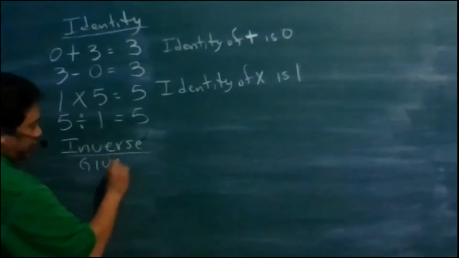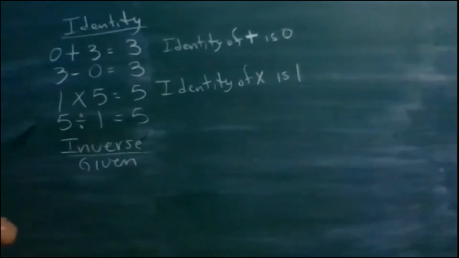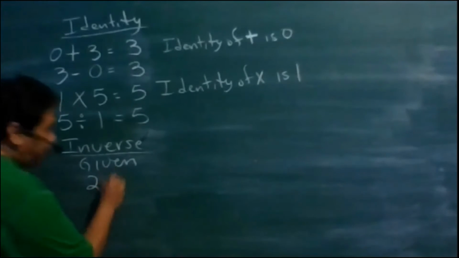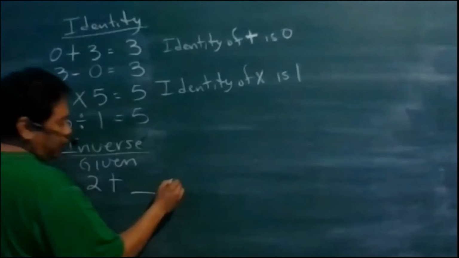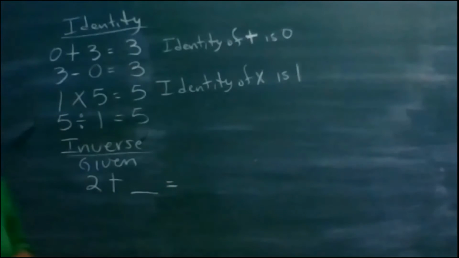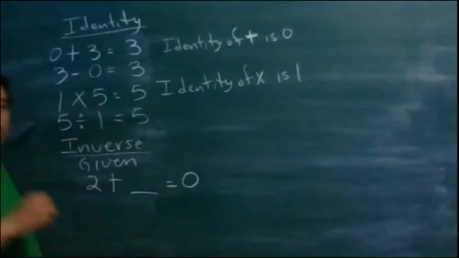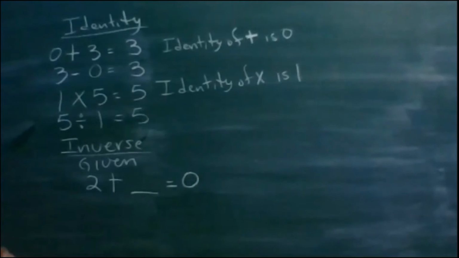I'll put given because I'm working on a question. If I say 2, 2 plus what number equals, what's the identity of addition again? 0. 2 plus what number will give me 0? Any ideas?